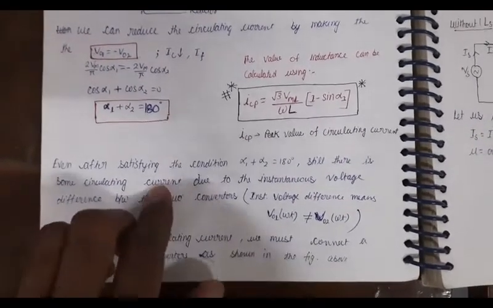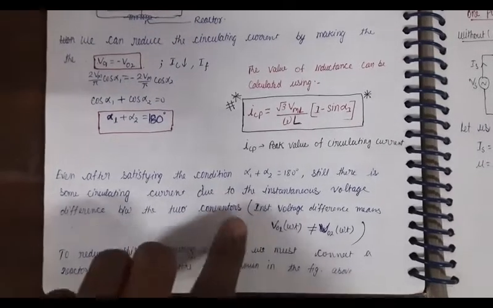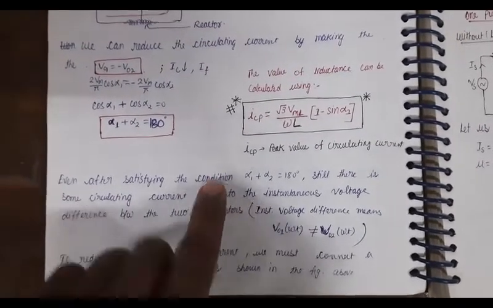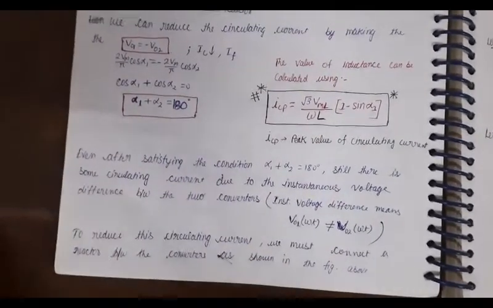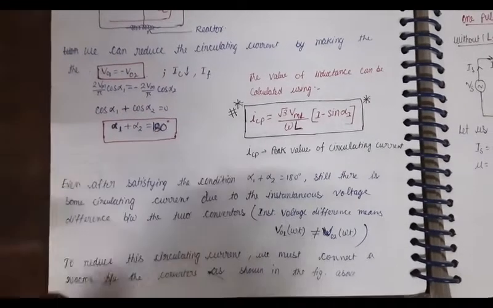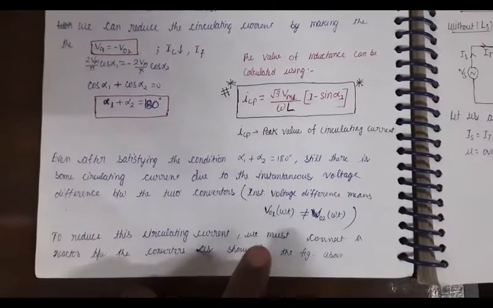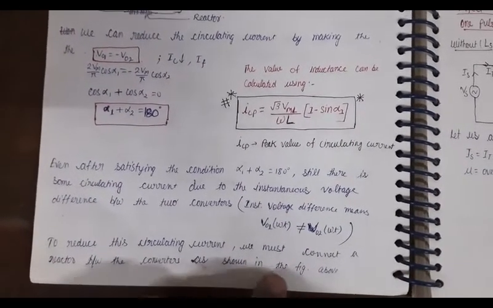So see, there must be some instantaneous voltage, and that leads to the flow of circulating current, but that is minimized using this alpha 1 plus alpha 2 equals 180 degrees. To reduce this circulating current, we must connect a reactor between the converters as shown in the figure.